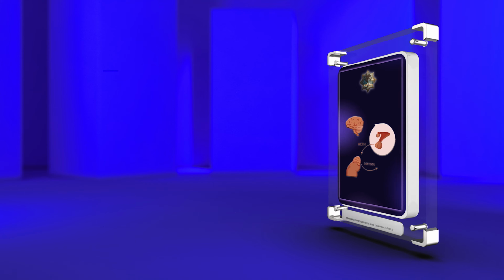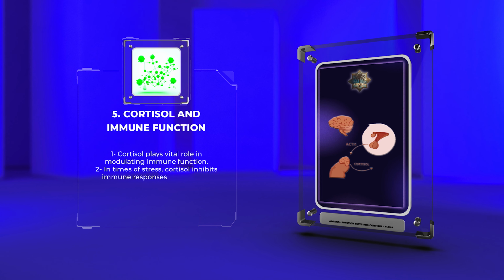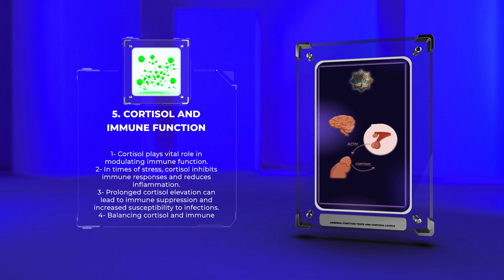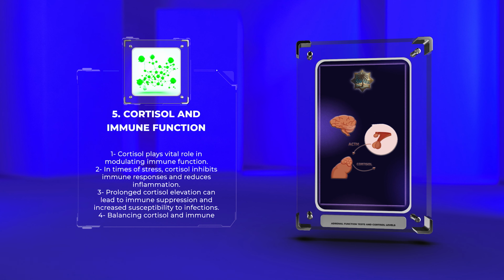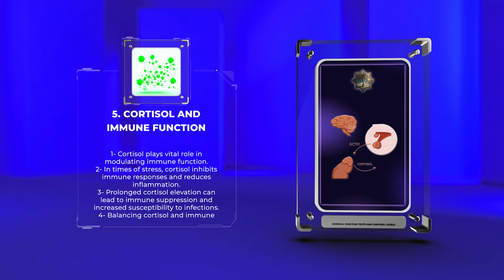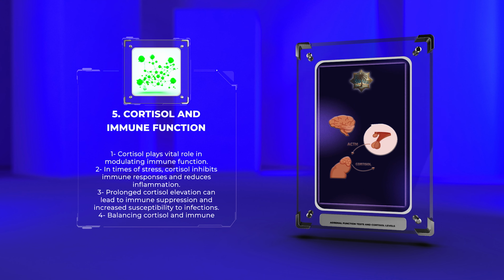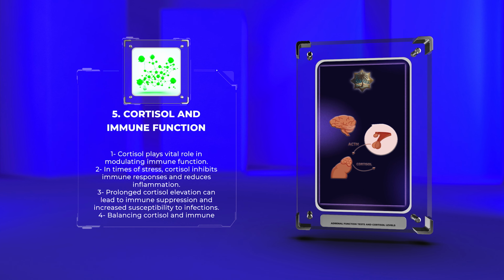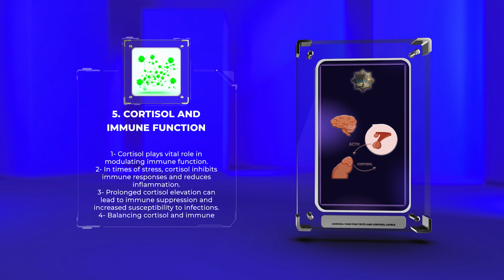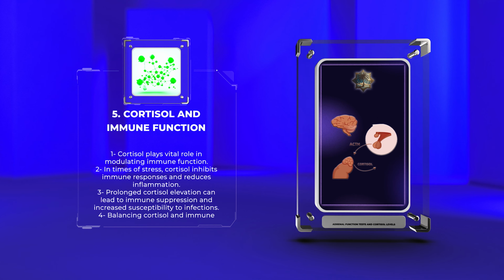Cortisol plays a vital role in modulating immune function. In times of stress, cortisol inhibits immune responses, reducing inflammation and suppressing the immune system's activity. However, prolonged cortisol elevation can lead to immune suppression and increased susceptibility to infections. Understanding the delicate balance between cortisol and immune function is crucial for managing immunological disorders and autoimmune diseases.